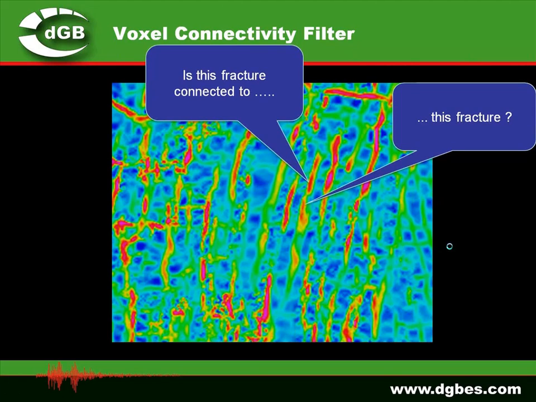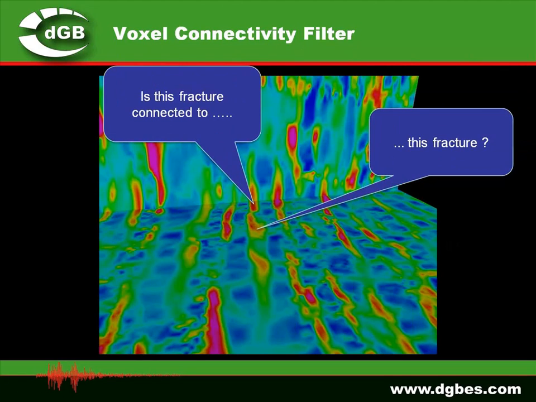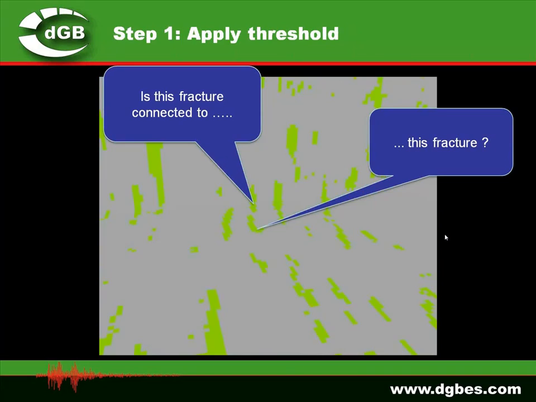Here I see the same setup in a 3D perspective. So the question is, are these things connected? And are they connected to the neighbor ones and the other ones? What is connected to what? The voxel connectivity filter does this in a couple of different steps. The first step is applying a threshold, and that threshold is user-defined. It's something you as a user have to put into this.